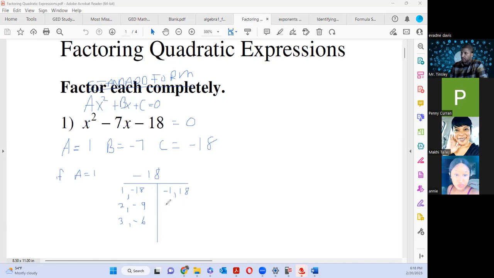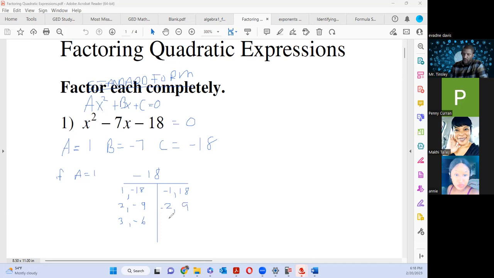2 and 2? You sure about 2? Remember, we want to change the signs from the left side. So instead of 2, we're going to have -2 and 9.